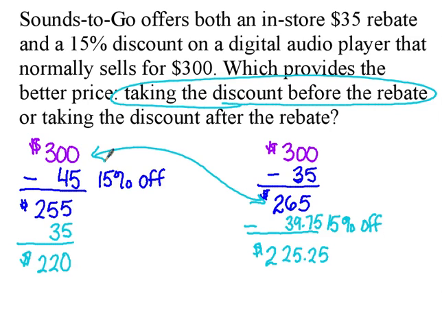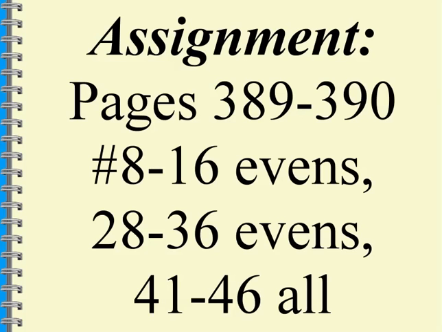Okay, so anyway, here's your assignment for tomorrow. 389 through 390, 8 through 16 the evens, 28 through 36 the evens, and 41 through 46 all. Now, real quick, I want to go over 41 because I have a feeling if I let you go on that one, you'll probably not be very happy.